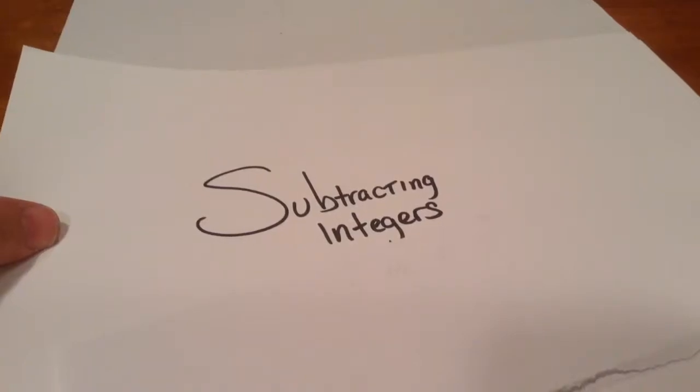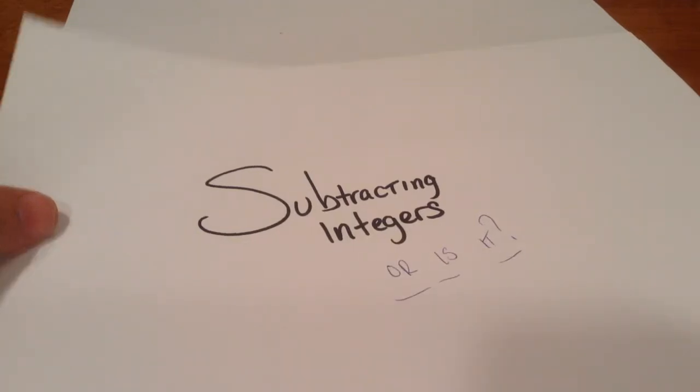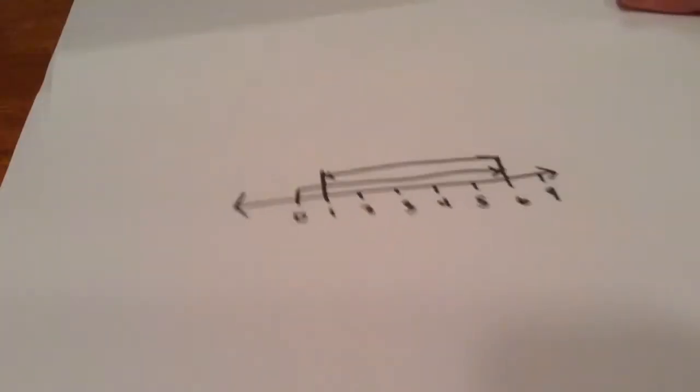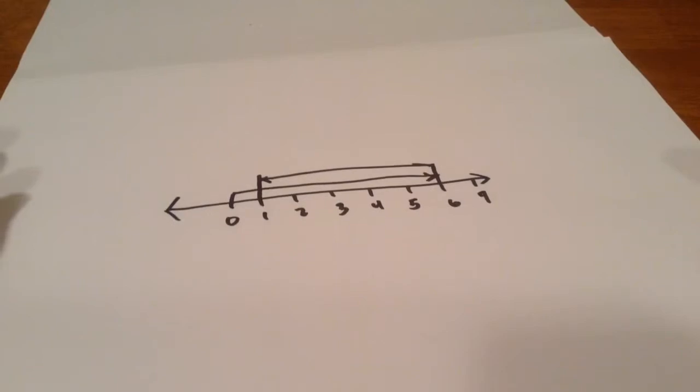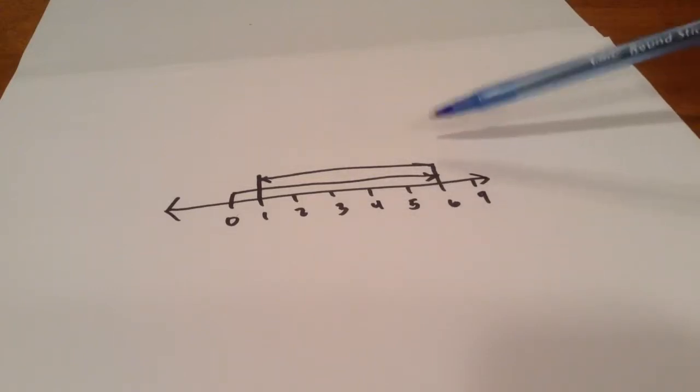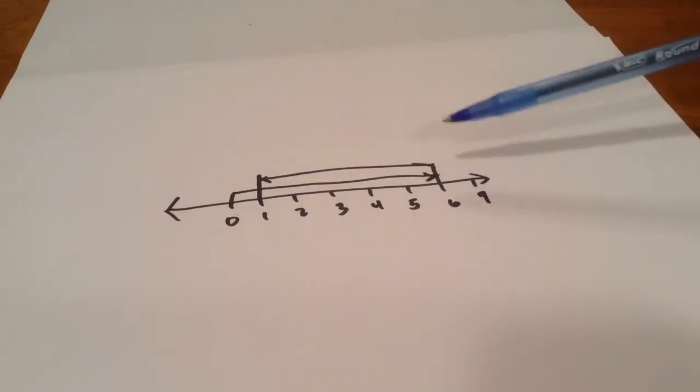So right now we're going to take a look at subtracting integers. Or is it? Let's see what I mean by that. Okay, so here's a number line similar to one that we looked at the last time on adding integers. And we know that we start at 0. And we know that when we add integers, we go in the direction of the sign.